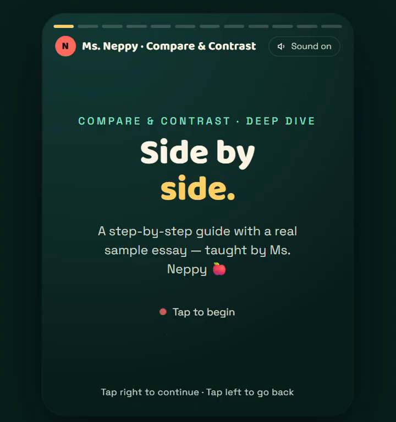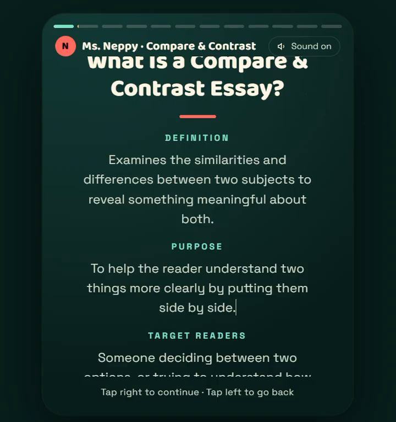Let's get into it. So, what exactly is a compare and contrast essay? It examines the similarities and differences between two subjects to reveal something meaningful about both of them. Its purpose is to help the reader understand two things more clearly by putting them side by side. And who are you writing to? Your target reader is someone deciding between two options, or trying to understand how two things relate, not someone who only wants to hear about one side.